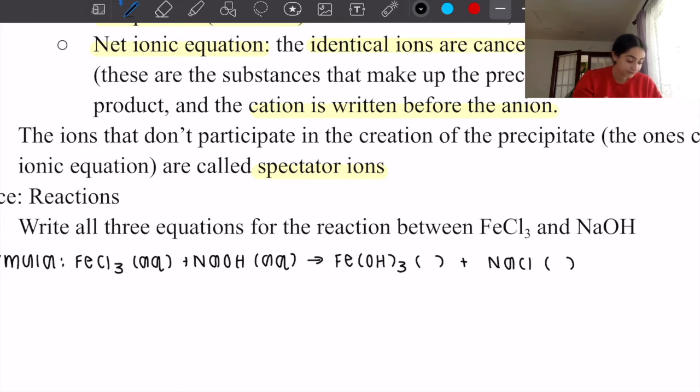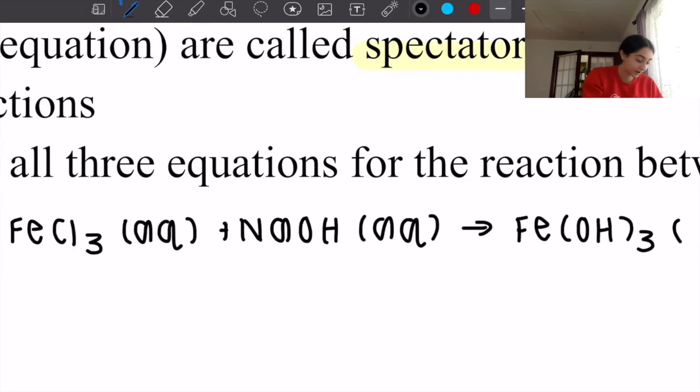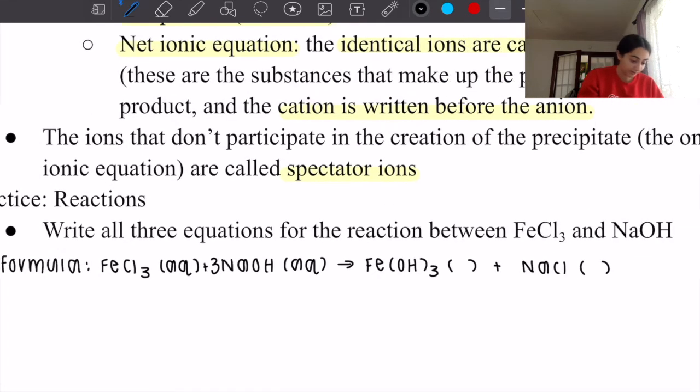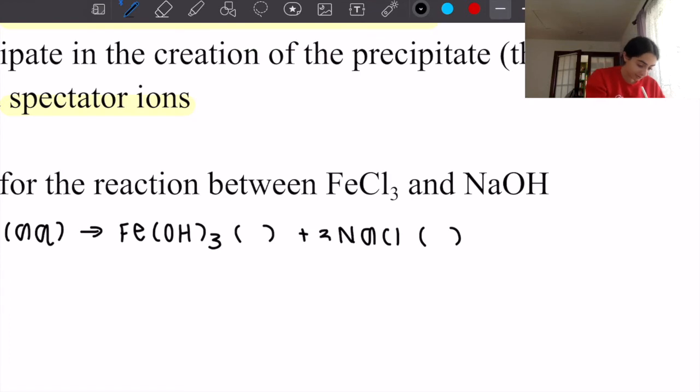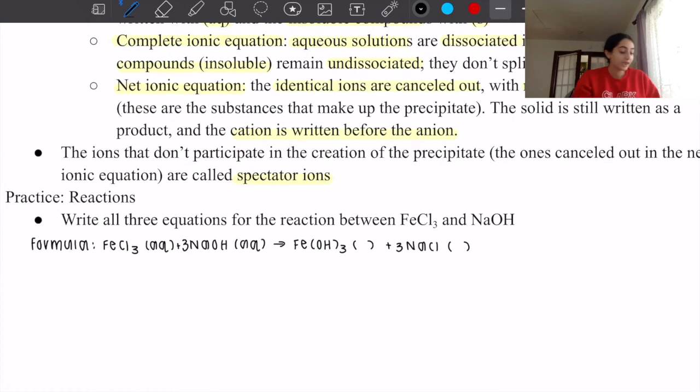So my OHs are not balanced. There are 3 on the products and only 1 on the reactants. So I am going to put a 3 as the coefficient in front of NaOH. And then I'm also going to put a 3 in front of NaCl. And now we are balanced.